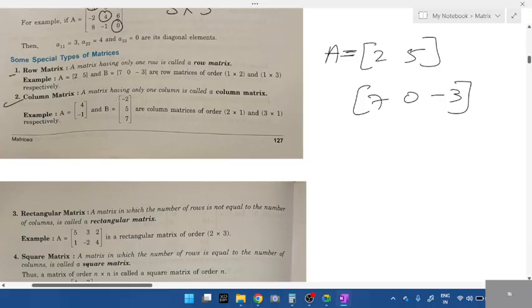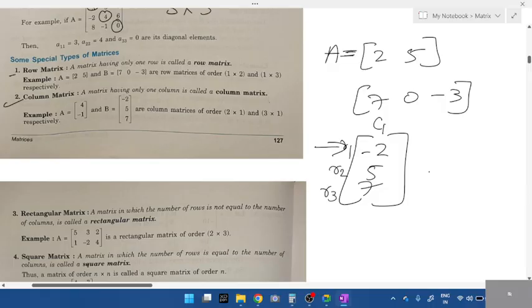Next, look at column matrix. What is a column matrix? A matrix having only one column. If I take minus 2, 5 and 7, how many rows are there in this? What is the order of the matrix for this, students? 3 rows and how many columns? This is the order of the matrix: 3 by 1. Number of rows doesn't matter. Column should be 1. It has only one column. That is what we call a column matrix.